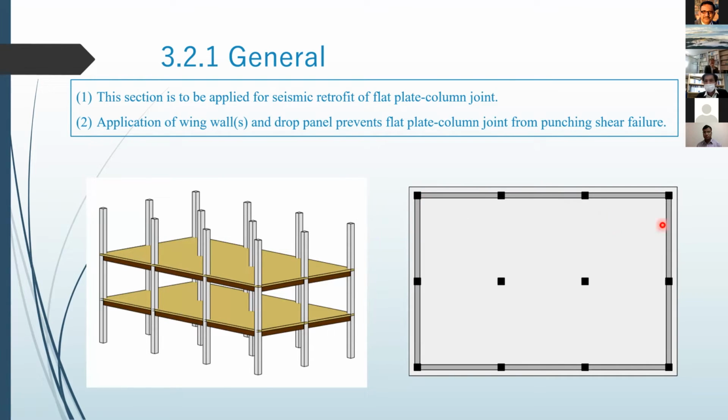This is the floor plan and beam layout. The building has beams on its perimeter, but the interior columns are not connected to beams. So the main target of this chapter is to retrofit this kind of column, which is not connected to beams.